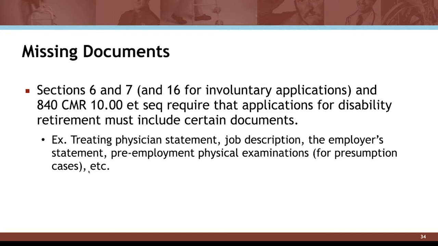Another reason why we have to remand for unlawful procedure at times is if the application is missing documents. As Patrice mentioned, there are several required documents that must be in an application. That's pursuant to section 6, 7, and 16 for involuntary applications. And if there are documents missing when we do our review, our standard practice is to contact the retirement board and let them know, hey, we're missing this job description. Please supplement. We don't want to remand if they're missing documents because it might be out there somewhere. So we usually wait up until that 30-day requirement to do the remand on these.